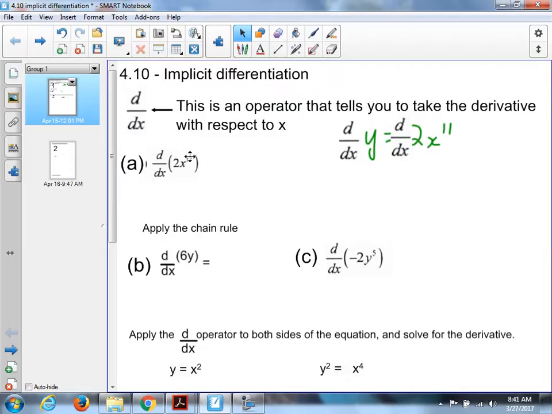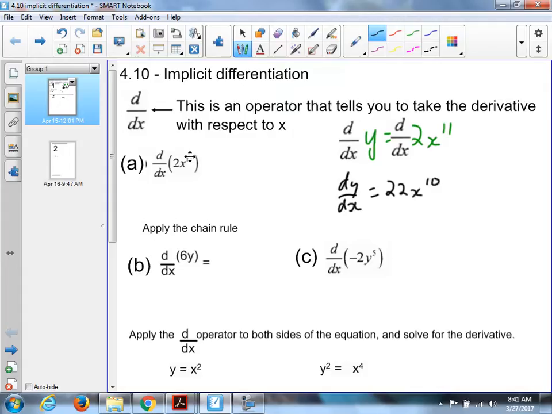Well, the derivative of the left side, the y doesn't match the x. The letters aren't the same. So we just say dy by dx equals 2x. What would you say? Okay.